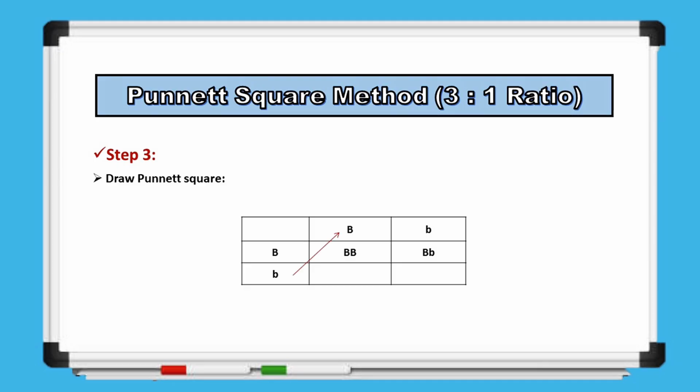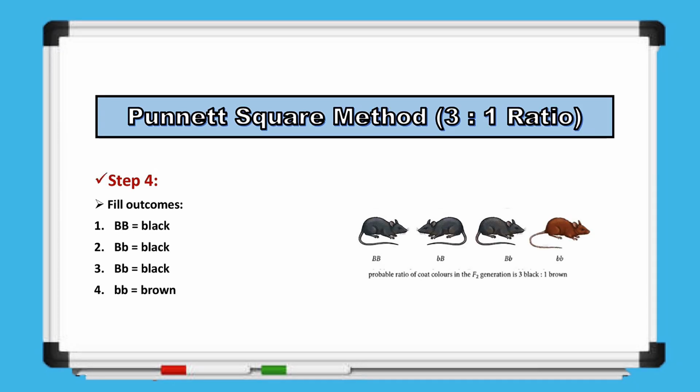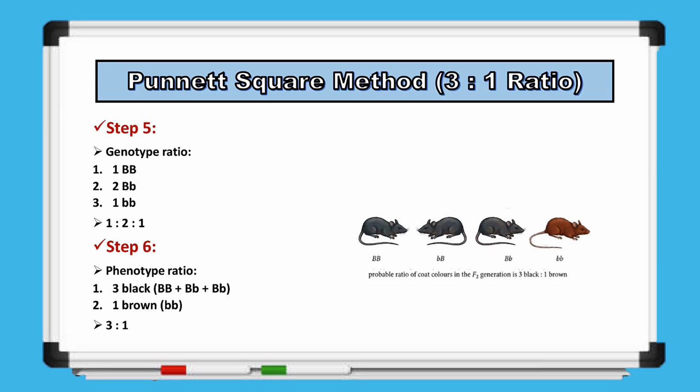Small b at the side combines with capital B at the top to form capital B and small b, which is heterozygous and shows the dominant trait. Finally, this small b will combine with small b at the top to give us 2 small b alleles, which is homozygous recessive and shows the recessive trait. After completing the Punnett square, the results show 1 homozygous dominant offspring, 2 heterozygous offspring and 1 homozygous recessive offspring. This gives a genotypic ratio of 1:2:1.